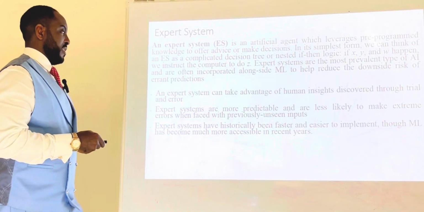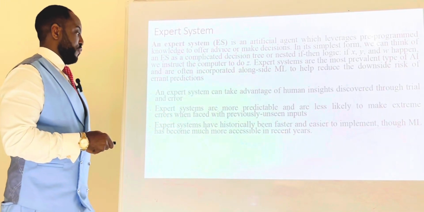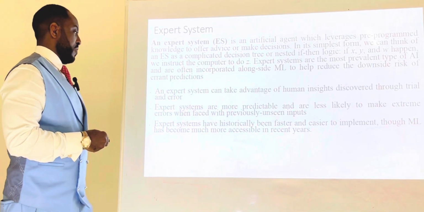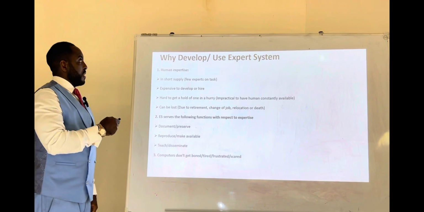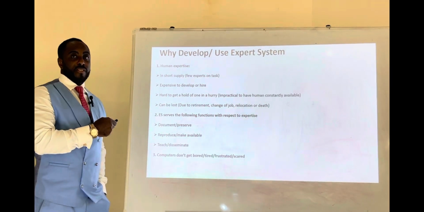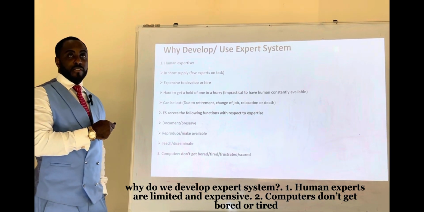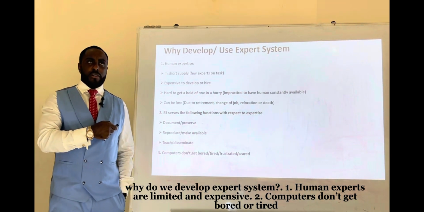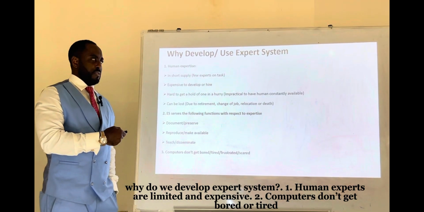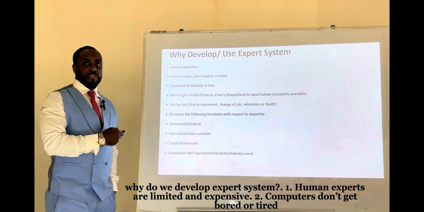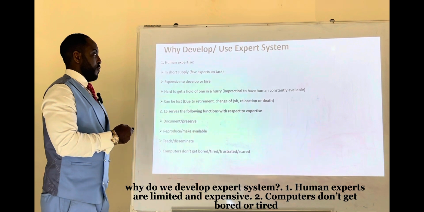Expert systems have historically been faster and easier to implement than machine learning, though machine learning has become more accessible in recent years. Okay, so going forward on expert system, why do we use expert system? Why do we develop expert system? One, because human experts are short and limited in supply. To employ a qualified engineer might be expensive. So instead of that, you just use expert system. Of course, not in all situations. Another one, human experts are expensive to develop or hire. How do you get hold of one in a hurry?